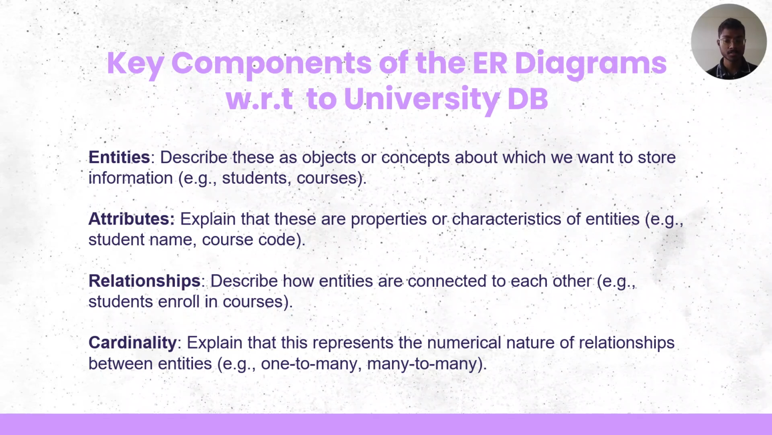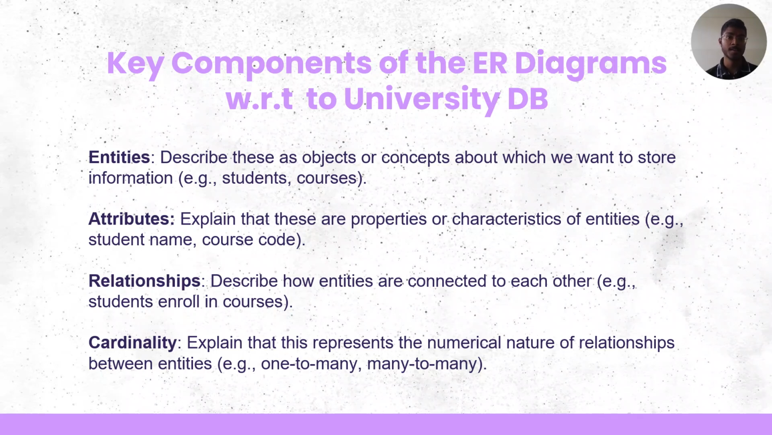Then we have the relationship. The relationship describes how entities are connected to each other. Examples of a relationship are a student enrolls in different courses, or a student belongs to a particular stream, or a student is studying a particular subject. So this is what you can mention with the relationship.